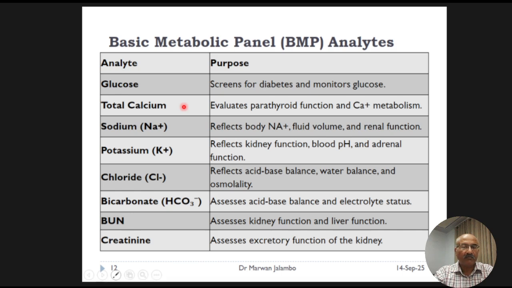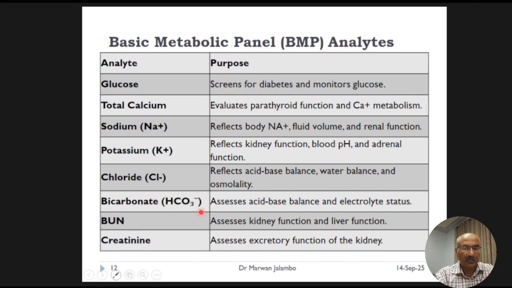Calcium helps evaluate parathyroid hormone function and calcium metabolism. Sodium and chloride reflect fluid and electrolyte balance, while potassium is crucial for monitoring kidney function and blood pH. Bicarbonate or total carbon dioxide assesses acid-base balance, and finally blood urea nitrogen and creatinine are our primary markers for assessing kidney function.